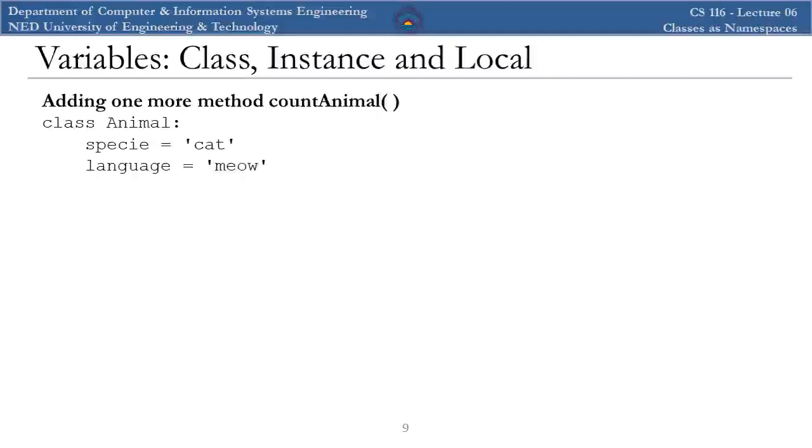We never access these class attributes, but we can access them and they can be of use in certain scenarios. So this example, in which I am adding another method here, count animal, will show you how you can access a class attribute in your code and how you can make use of it. So for that purpose, I am adding another attribute here, count equals 0, right? So now your class has three attributes: species, language, and count.